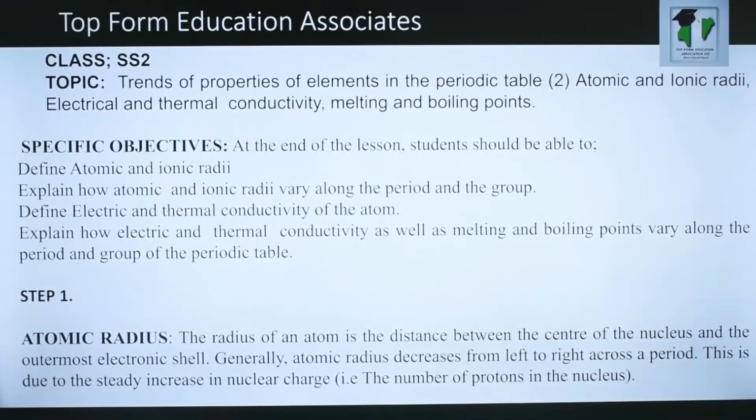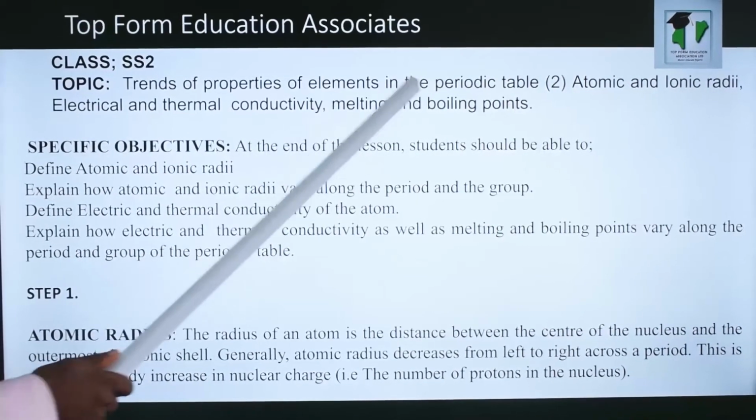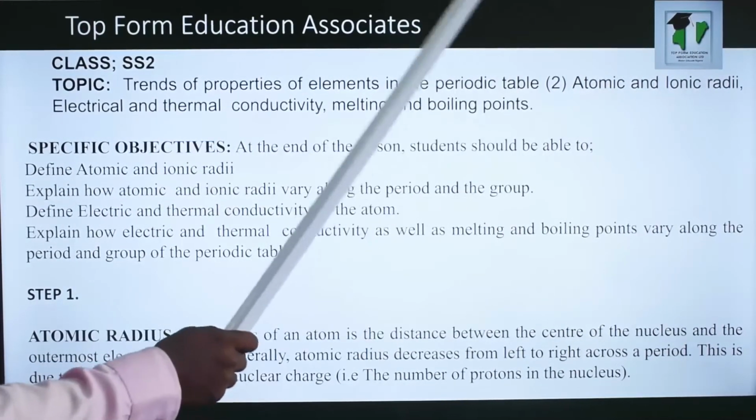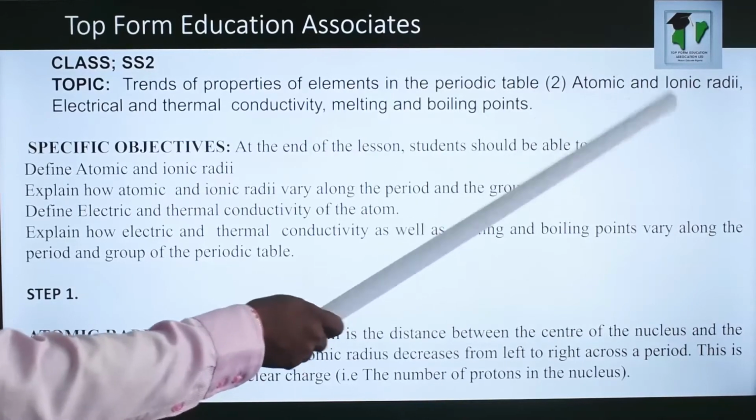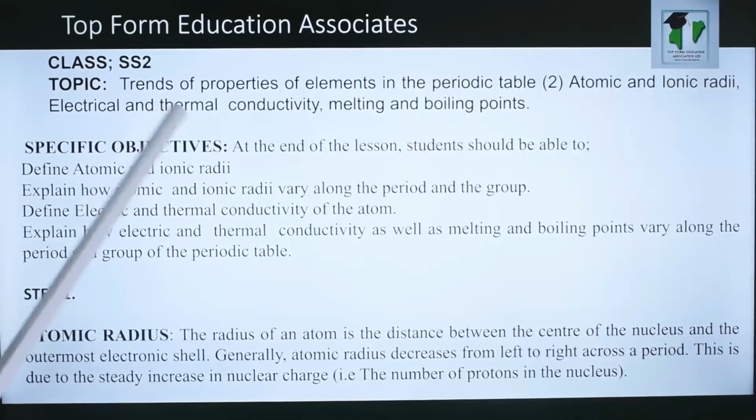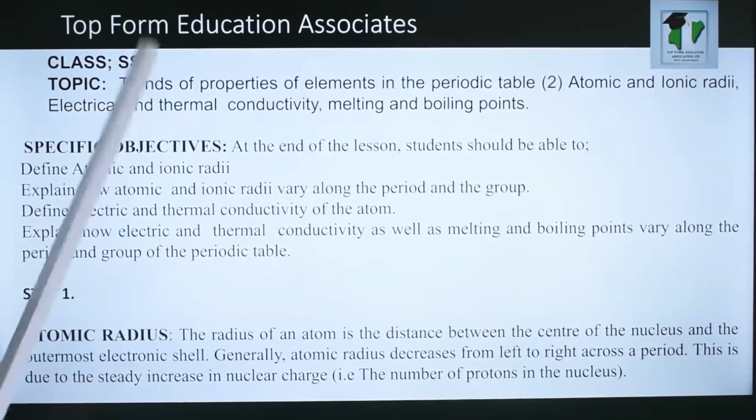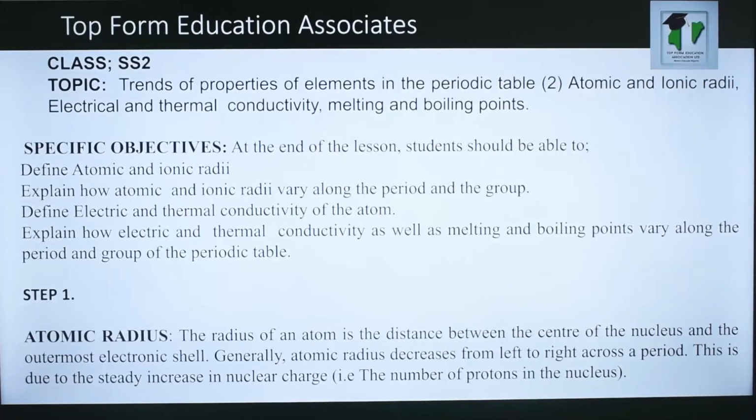The topic for today's lesson is trends of properties of elements in the periodic table 2: atomic and ionic radii, electrical and thermal conductivity, melting and boiling points.